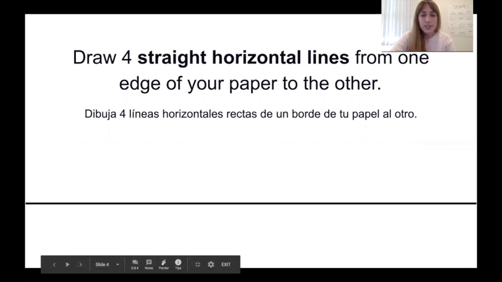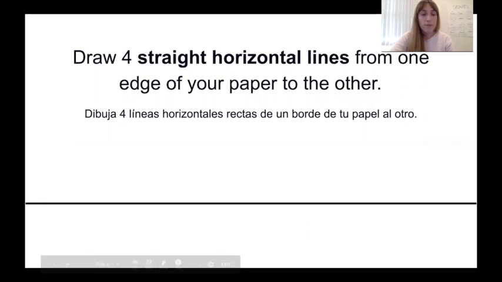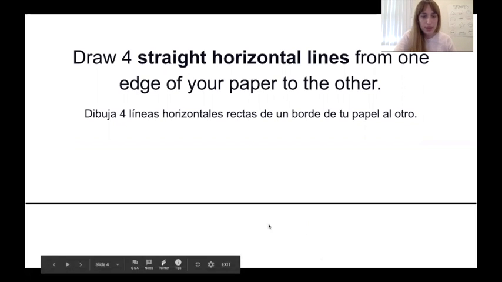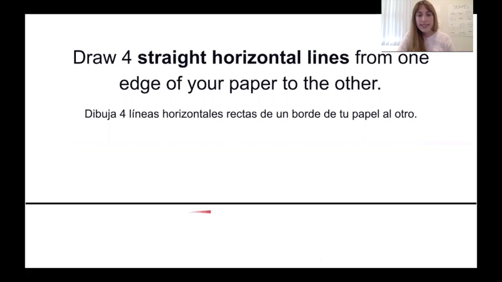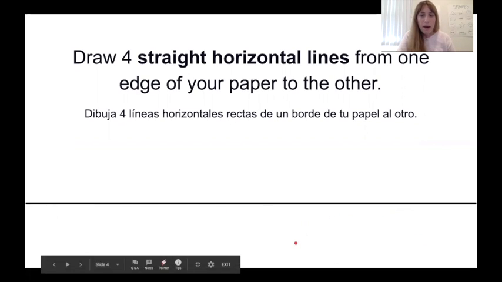Our first instruction is to draw 4 straight horizontal lines from one edge of your paper to the other. So a horizontal line is a line that goes across the page. You can pause here. I'm going to move to the next instruction.